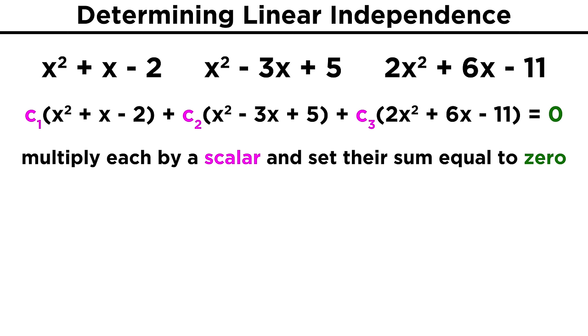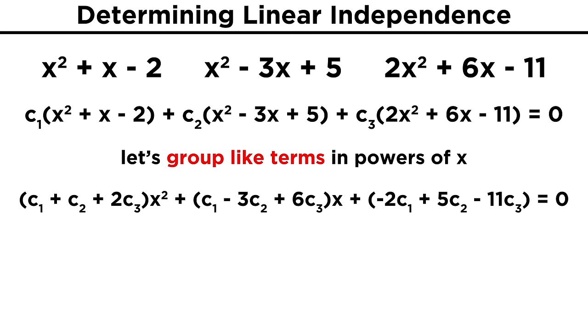Just like checking for independence of any elements, we want to multiply each by a scalar and set the sum equal to 0. The most efficient way to proceed will involve grouping like terms in powers of x, so we take the x squared terms and make this. Then we do the same for the x terms, and then for the constants.